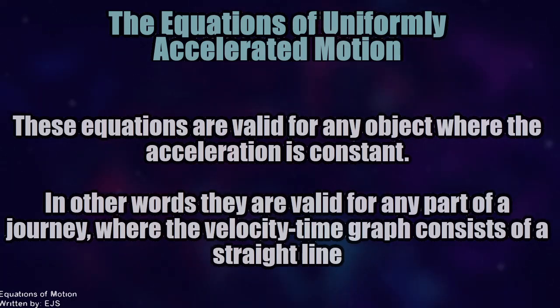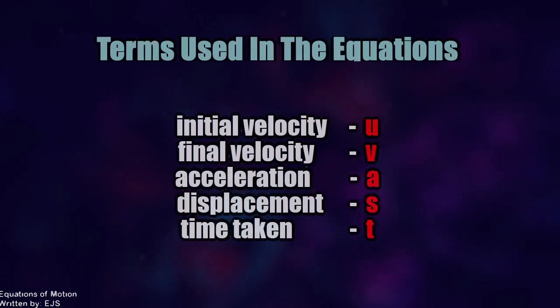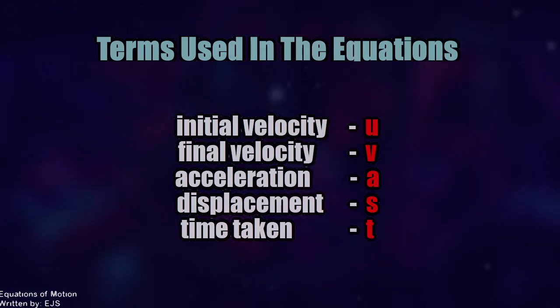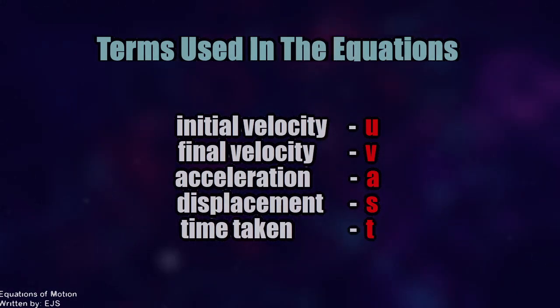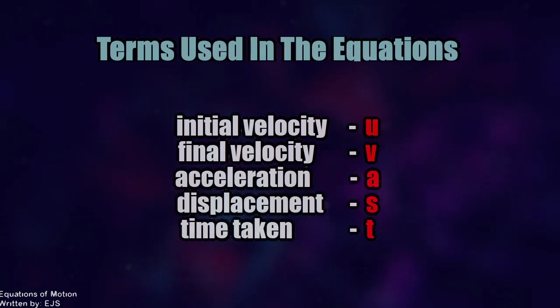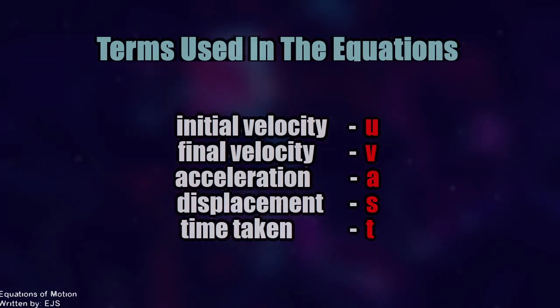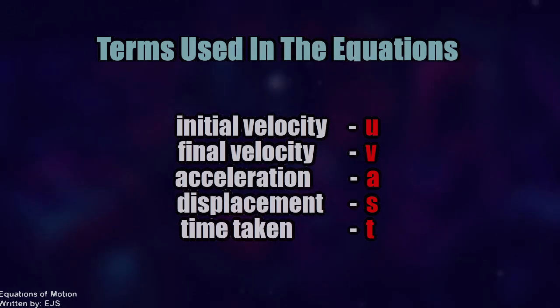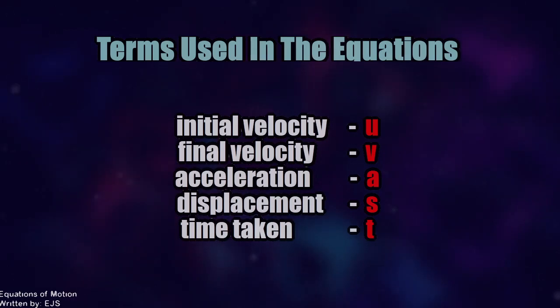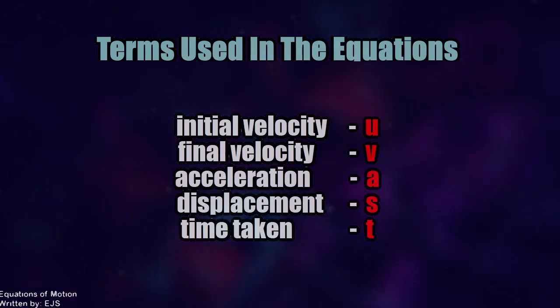So let's look at them. Okay, now in the equations we have various terms that we use. We always use u for the initial velocity. We use v for the final velocity, and the reason we use those is because alphabetically v comes later than u, so we know it's the later velocity.